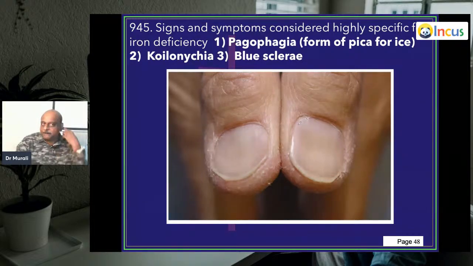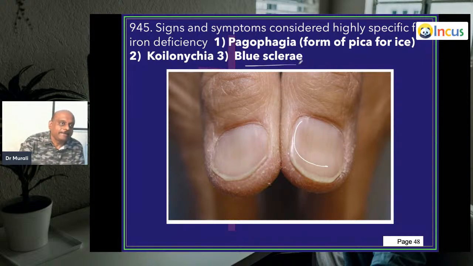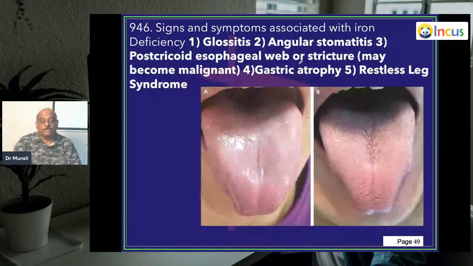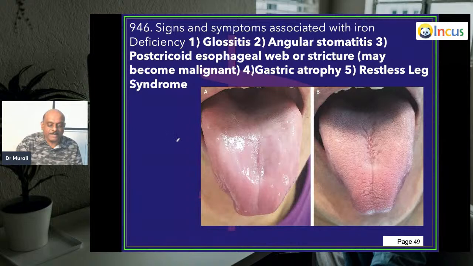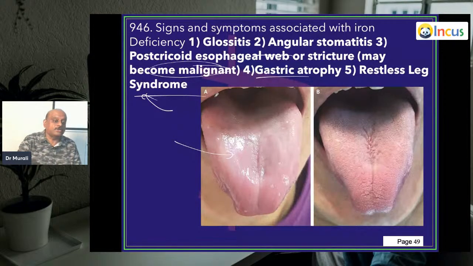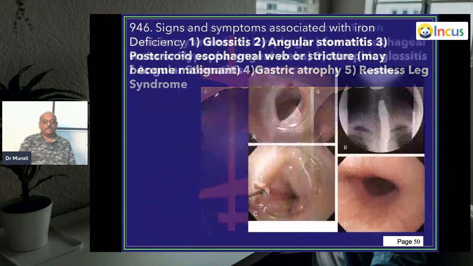Koilonychia, which is spoon-shaped nails. Then blue sclerae. These three are considered to be highly specific for iron deficiency. Then glossitis, a completely shaved tongue, angular stomatitis, post-cricoid esophageal web that can become malignant, gastric atrophy if you do endoscopy, restless leg syndrome. They are also the symptoms which you see in iron deficiency, is what you need to remember.